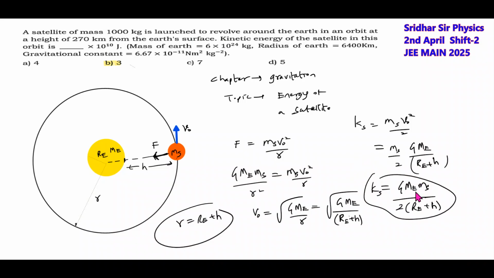Calculations: mass of the Earth given, mass of the satellite given, radius of the Earth given, height given. Substitute, and we will get the kinetic energy. A very good problem. If you know the orbital speed directly, you must know this one in the exam. I just showed the derivation. You must know this. You have to start from here. There is no need of a diagram also. I will get this answer.